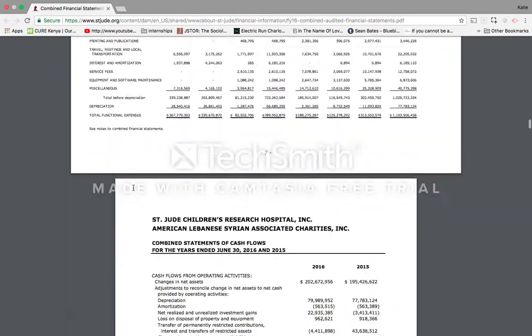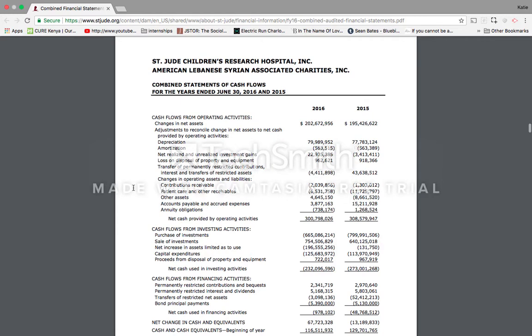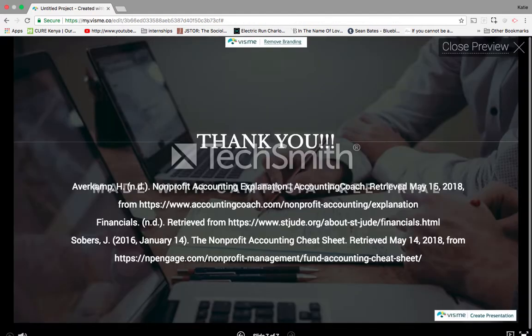And finally, let's scroll down and look at the statement of cash flows, which is very similar to what we know and love. I hope you guys learned a little bit from looking at these financial statements. I know I have.